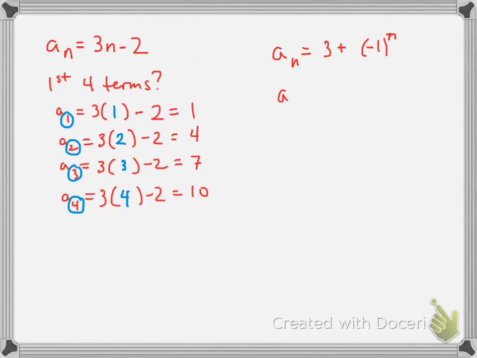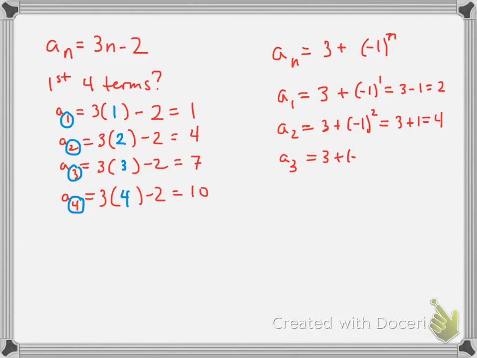And you'll see that when I solve this, a sub 1 would be 3 plus negative 1 to the first. Well, that's the same as 3 minus 1, which is 2. A sub 2 is 3 plus negative 1 squared, which is 3 plus 1, which is 4. A sub 3 is 3 plus negative 1 to the third, which is 3 minus 1, which is 2. And you'll see this pattern will continue to oscillate back and forth between 2 and 4. Oops, that should be a plus 1.